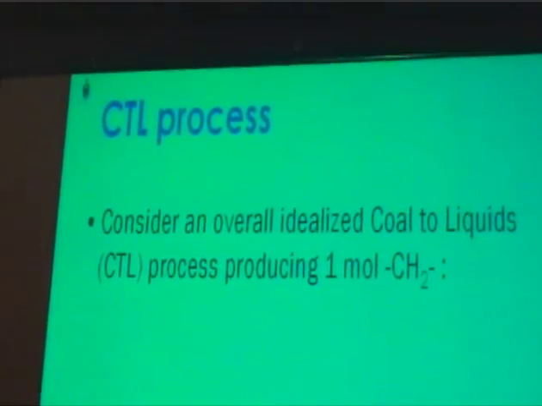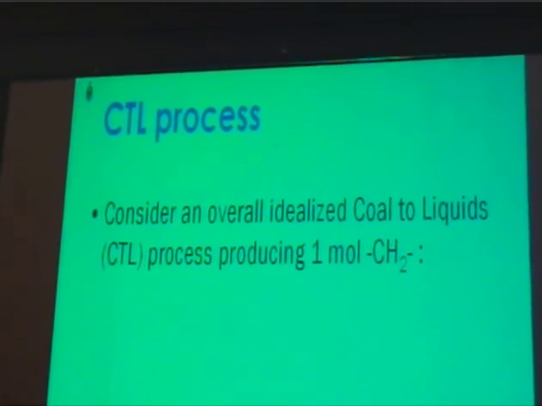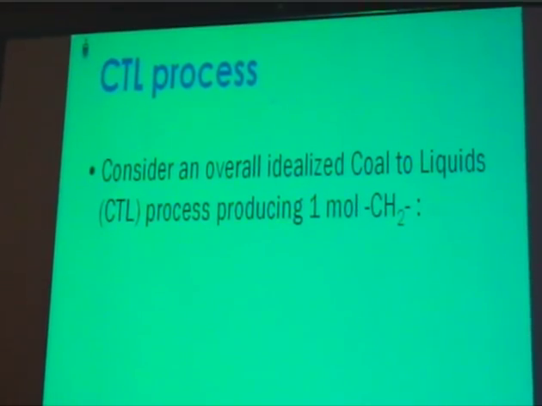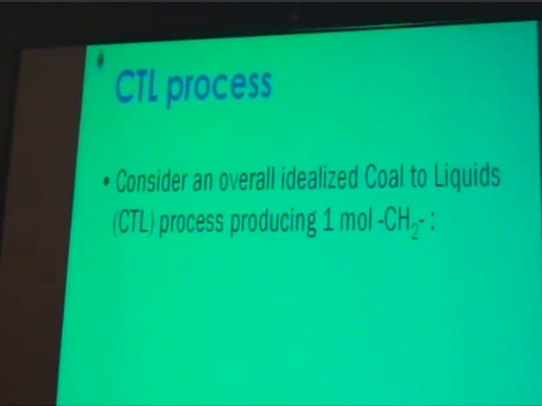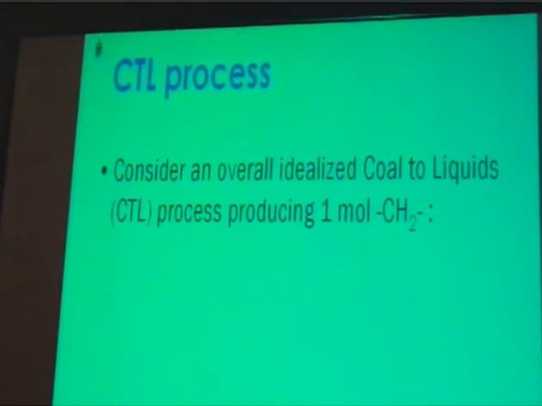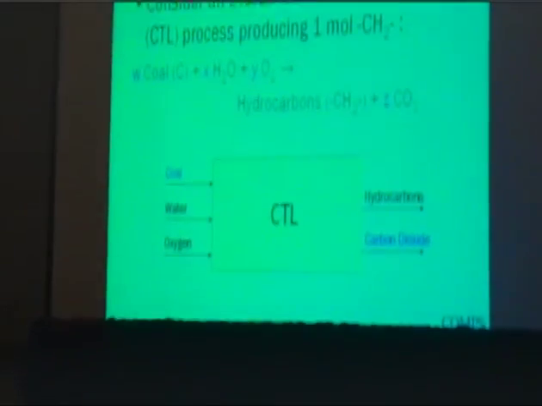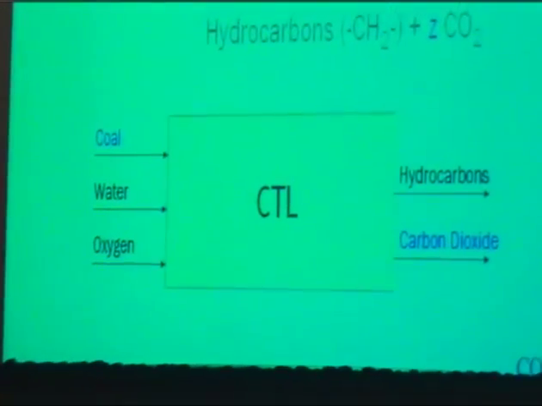So, take an overall coal to liquids process that produces 1 mole, and we're modeling our CTL products as CH2, as methyl groups. It turns out from a thermodynamics perspective, this is a nice approximation that works across the entire range of numbers for a CTL. So writing a generic model where we have W as a stoichiometric coefficient for coal, X for water, Y for oxygen, we produce 1 mole of hydrocarbons and Z of CO2. We can draw a process block diagram that looks somewhat like this.